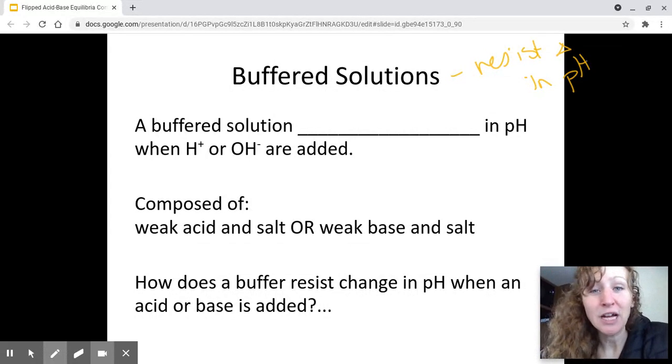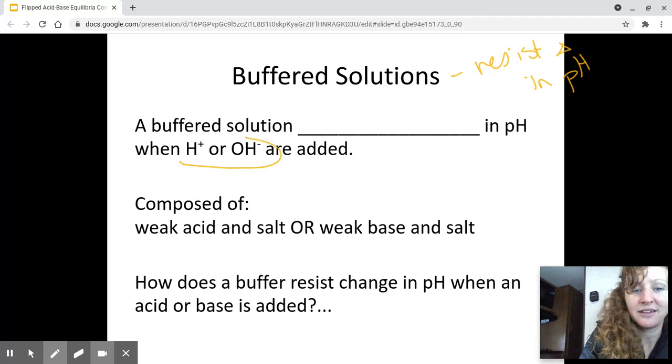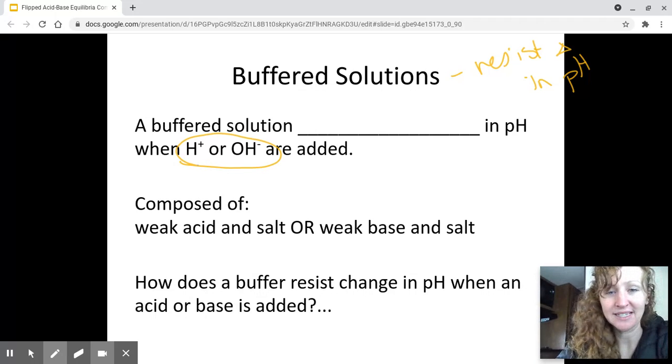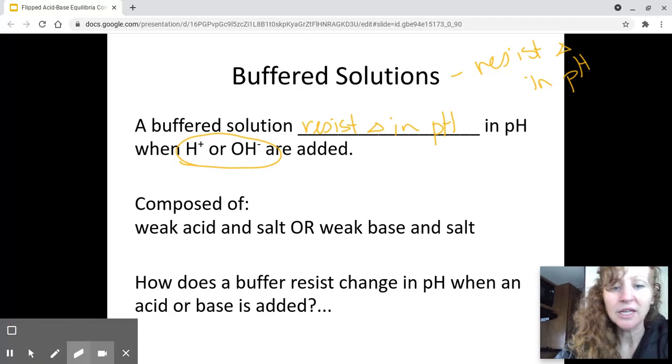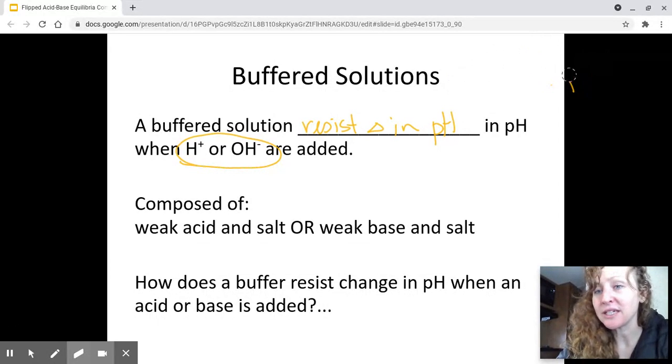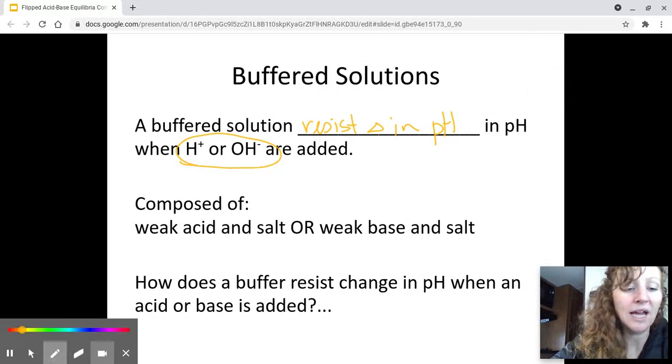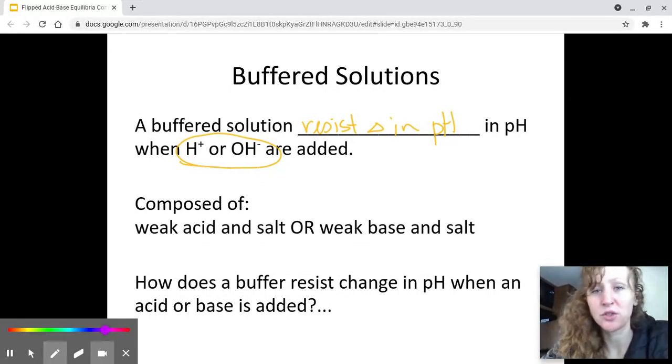Now we're going to talk about why. Why can some solutions resist a change in pH when H plus or OH minus is added? Oh, I guess there's a blank for this. There we go. That looks nice. Okay, so chemically, we want to talk about why this happens. How are these solutions able to do this?